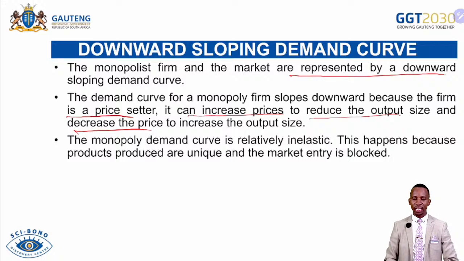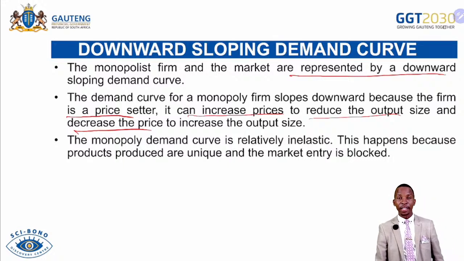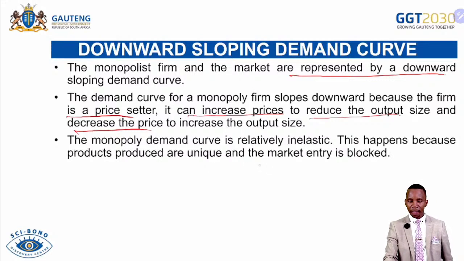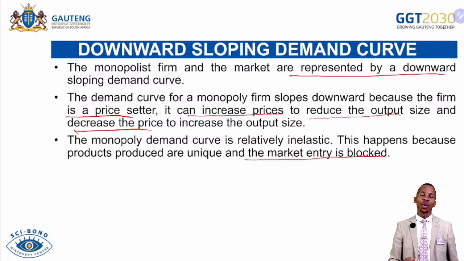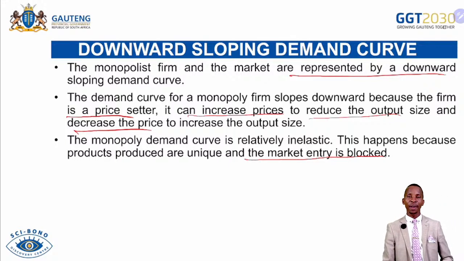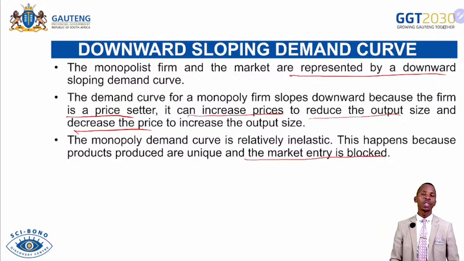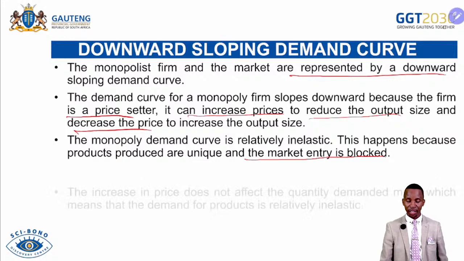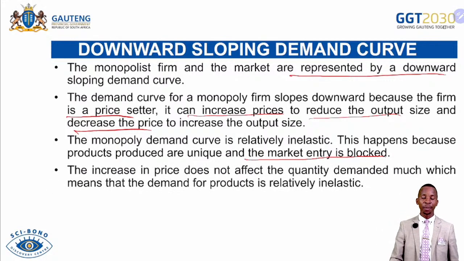The monopoly demand curve is relatively inelastic. This happens because the products are unique and market entry is blocked, meaning consumers do not have any other choice. Consumers are not sensitive to the changing price. If the price is increasing, consumers will keep on demanding the product because there is no alternative product available within the market. So they tend to be less sensitive to the changing price.